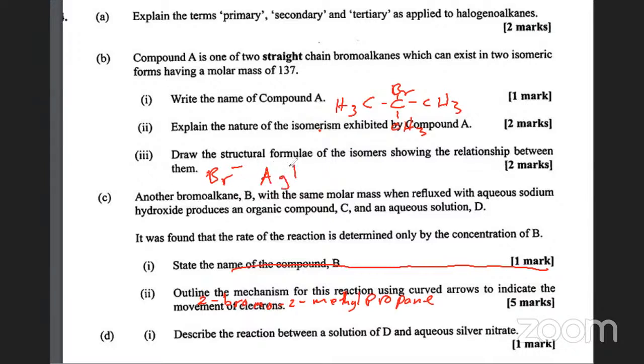So if you add silver nitrate solution, the silver ion can react with the bromide ion to give silver bromide. Remember from qualitative analysis. So the reaction is that the bromide ion that was displaced from the haloalkane can react with the silver ion to give you a precipitate of silver bromide. So that is what would happen.